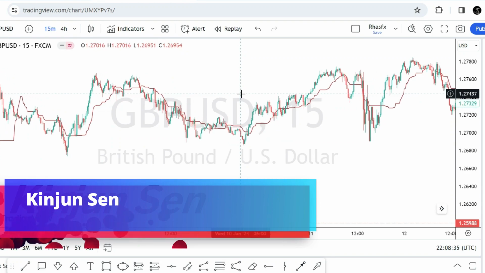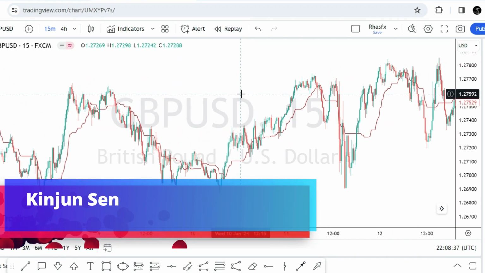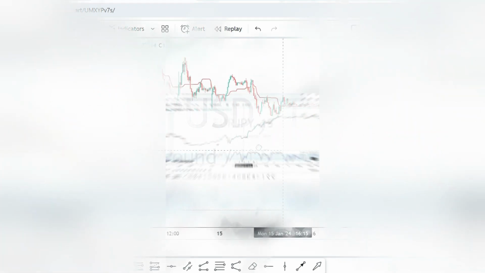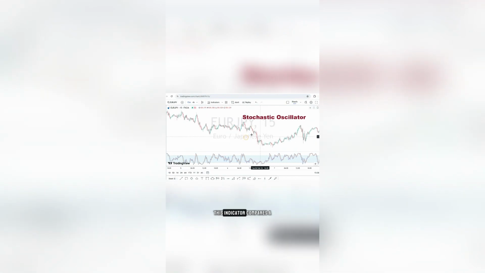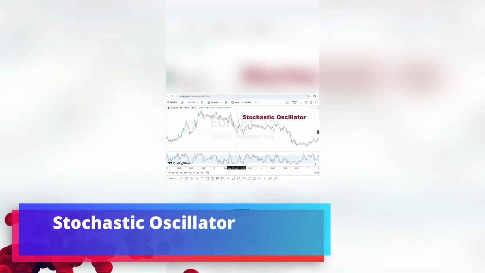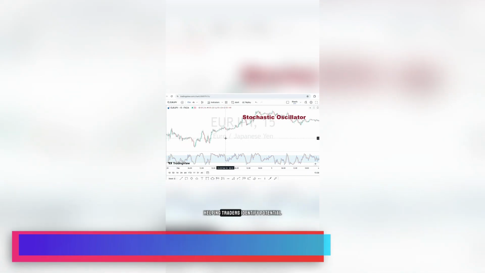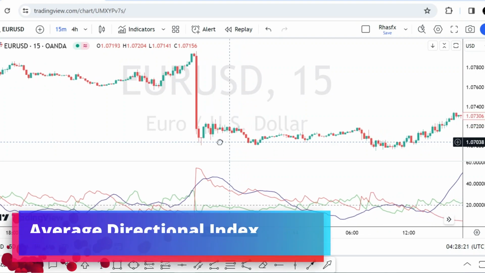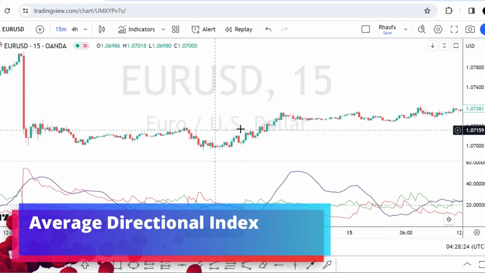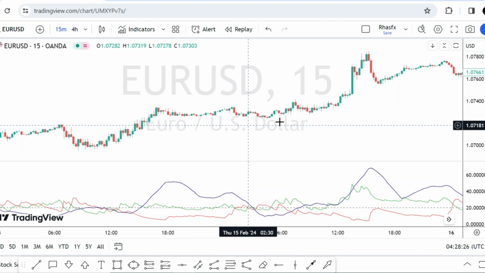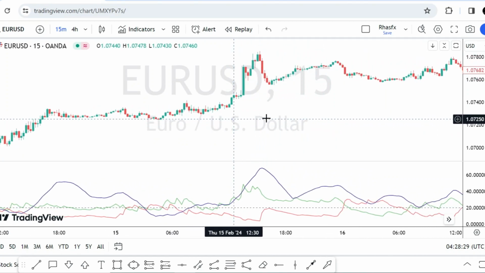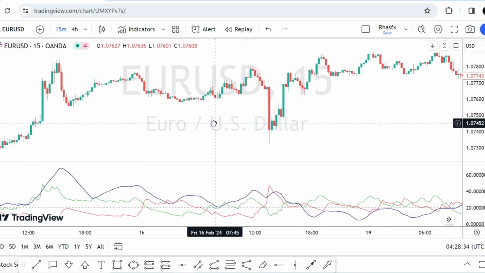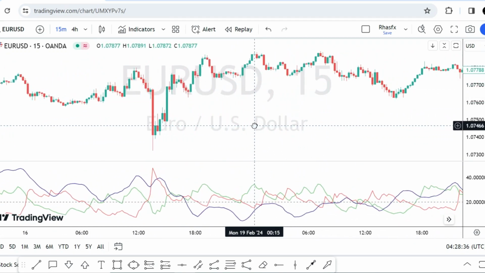The Kijun-sen is calculated by averaging the highest high and the lowest low over the past 26 periods, typically depicted as a solid line on Forex charts. Stochastic oscillator. This indicator compares a closing price to a price range over a specific period, helping traders identify potential reversal points. Directional indicator, plus DI, and the negative directional indicator, minus DI. These indicators help determine the direction of the market trend. The ADX itself does not indicate trend direction. Instead, it measures the strength of the current trend, whether up or down.